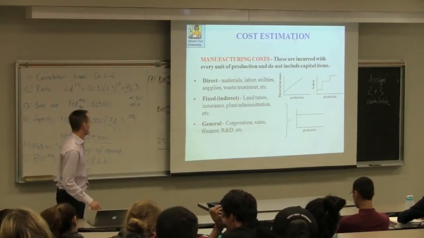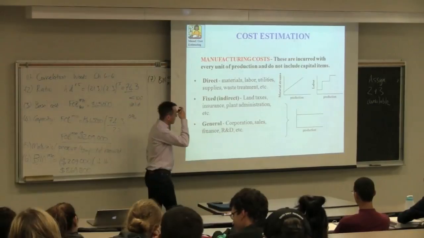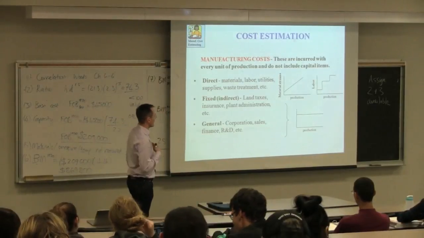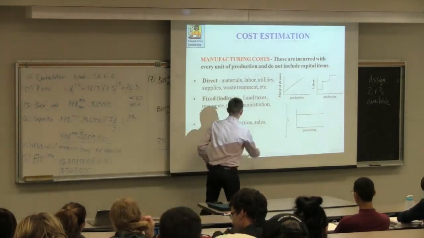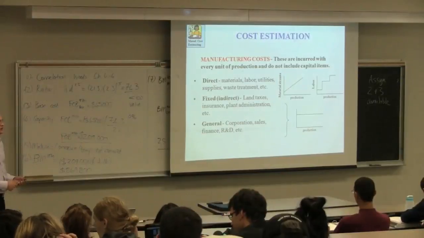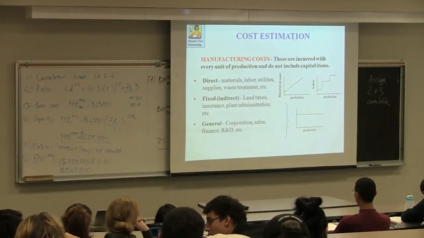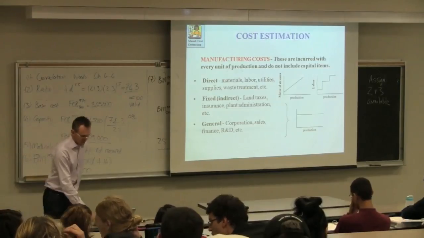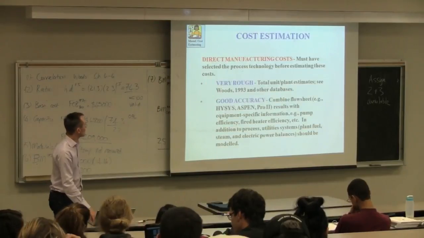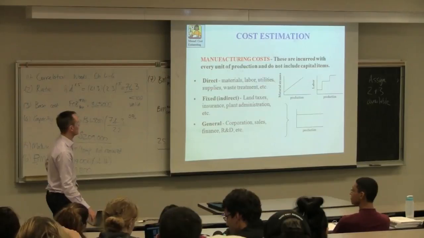And then there's the costs that are fixed. These are land taxes, insurance, plant administration. So whether you're running your plant or not, you're paying this money. So that's a flat line independent of production. Okay, and then there may be some other general costs to pay for your overheads. Research and development, engineers, sales, marketing people, finance people. So those costs would also be fixed independent of your level of production. Okay, so we're going to just talk a little bit about that coming up next and how we can estimate some of those.